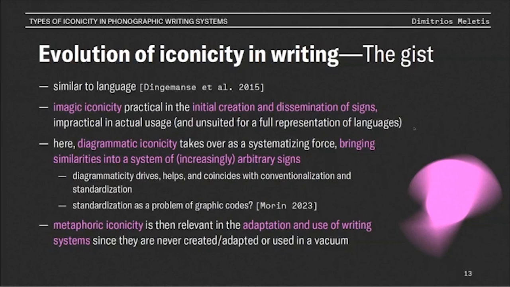Because after the first few times that writing was invented independently, all other inventions of writing, or most of them, did not happen in a vacuum. And so people could refer to things that had been done before, and that's where metaphoric iconicity comes into play. And the same goes for the actual use of writing now. Every time we write, we have previous uses of writing, other literacy practices, in mind.